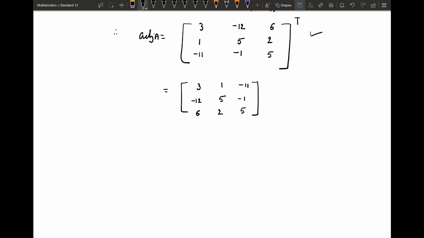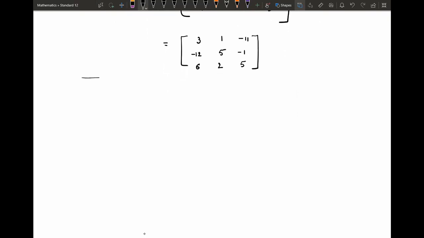First row 3 1 minus 11, second row minus 12 5 minus 1, third row 6 2 5. So adjoint A is nothing but first each entry replaced by its cofactor, then you take the transpose.